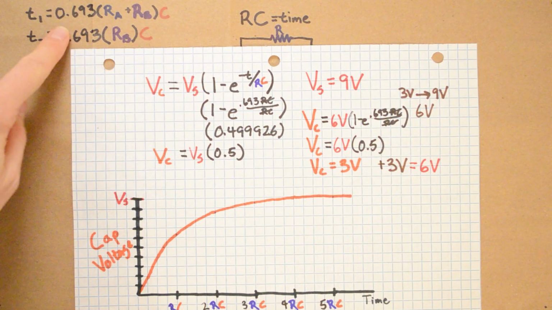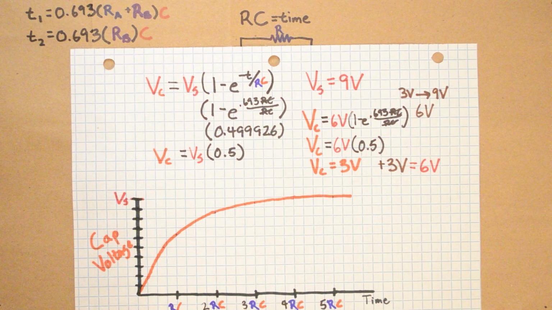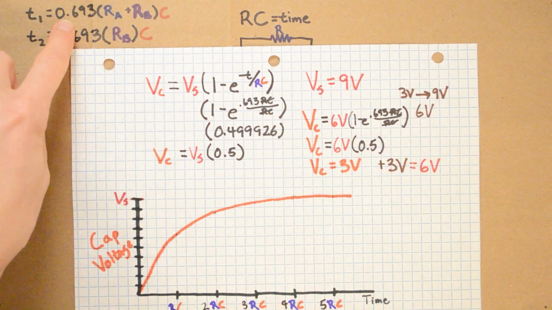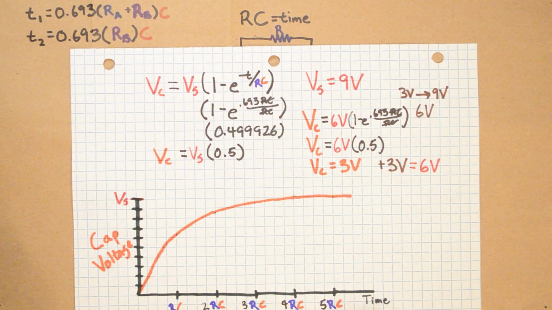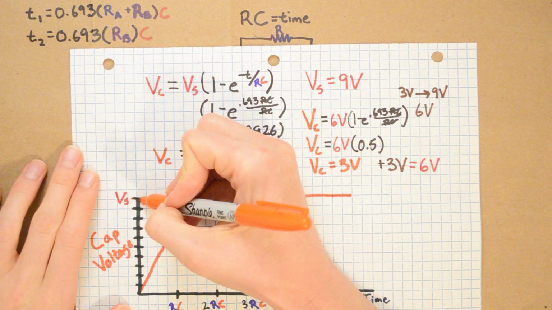But if the 555 timer only lets it charge up to 0.693 RC, then it's only going to let it charge up from 3 volts to 6 volts, and then it's going to turn back around, discharge to 3 volts, charge up to 6 volts, discharge to 3 volts. And that's what we're trying to show here. That's where that 0.693 comes in. Likewise, when the capacitor discharges, it has a similar sort of curve. We're not going to get into it so much, but it does pretty much things in reverse.